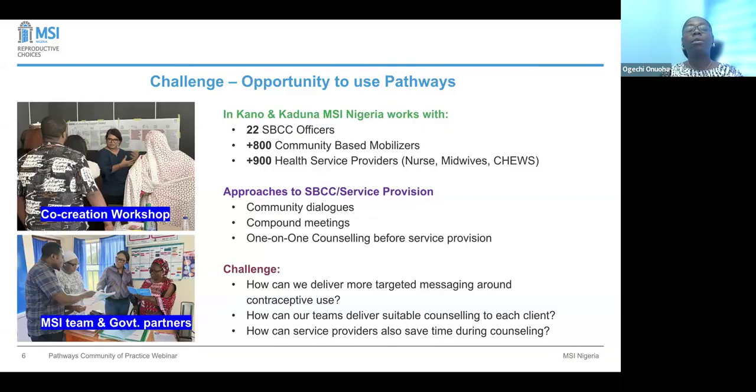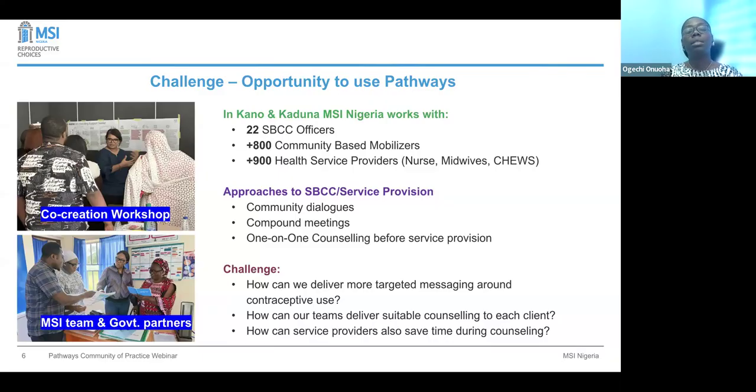And currently, we also have over 900 service providers working in these two states to provide reproductive health services to the women. And these are made up of nurses, midwives, and CHUs. Now, the approach we deploy in terms of community mobilization is that we use community dialogues.